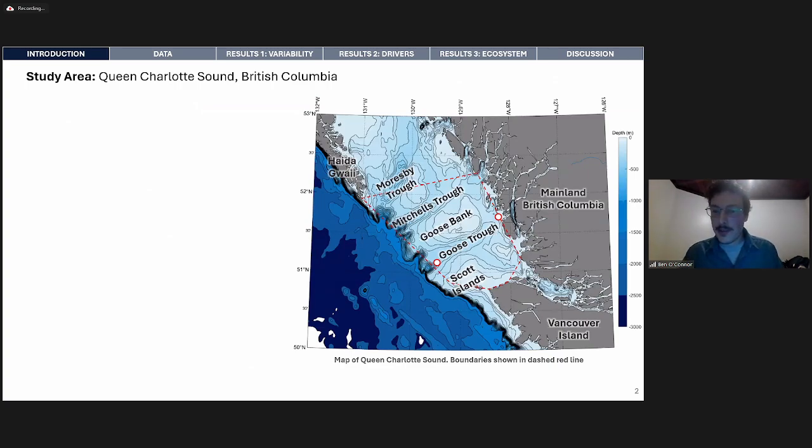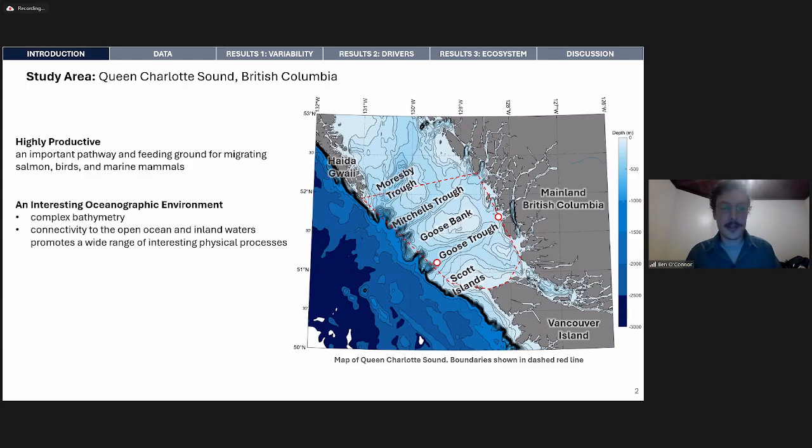The study area is Queen Charlotte Sound, which is located on the coast of British Columbia, shown in the map here, to the north of Vancouver Island and the south of Haida Gwaii. The boundaries of the sound are shown in the dotted red line. It's a highly productive area, an important pathway and feeding ground for migrating salmon, birds, and marine mammals. It's also an interesting oceanographic environment due to its complicated bathymetry. As you can see, there are a number of large submarine troughs and banks that bisect the continental shelf. This connectivity with the open ocean and adjacent inland waters promotes a wide range of interesting physical processes. So it's an interesting place to study.